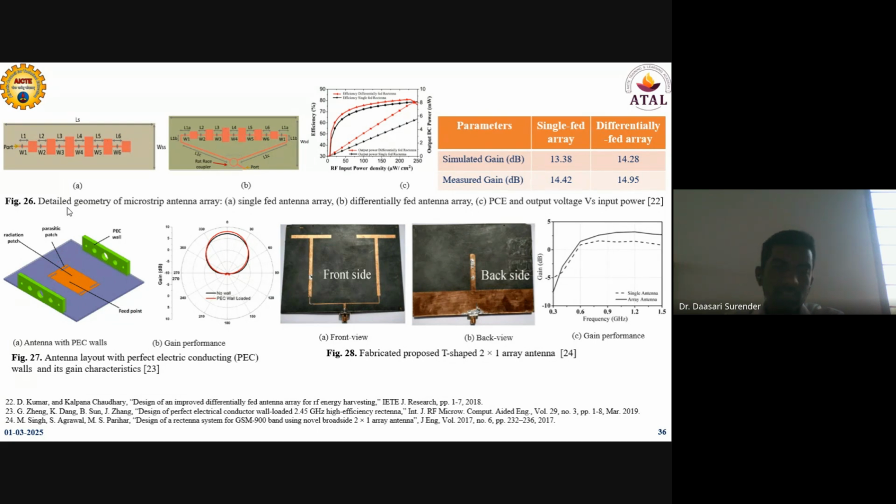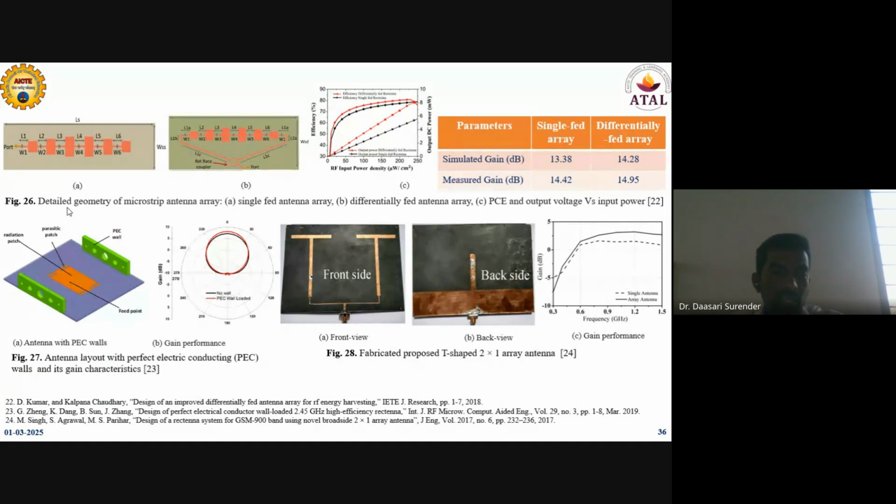And one more approach is perfect electric conductors placed adjacent to the sides of the substrate. So that is also one of the techniques to improve the gain of the system. But by using this technique, the overall antenna size increases. That increases the rectangular system dimension also. And here, by incorporating the perfect electric conductor, the performance variation can be observed clearly in figure 27B.